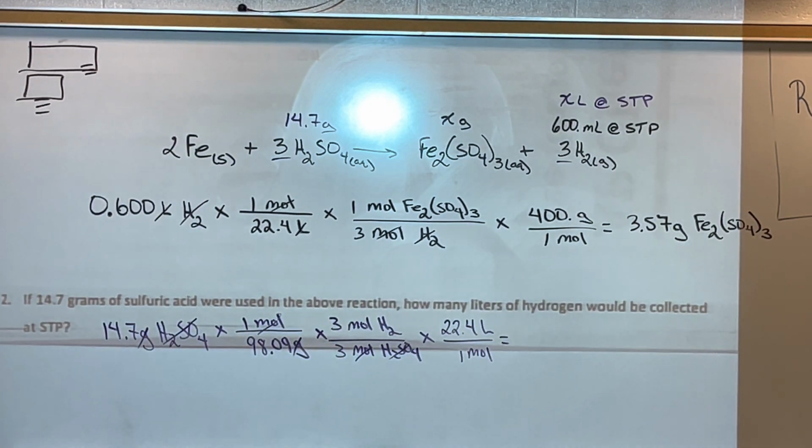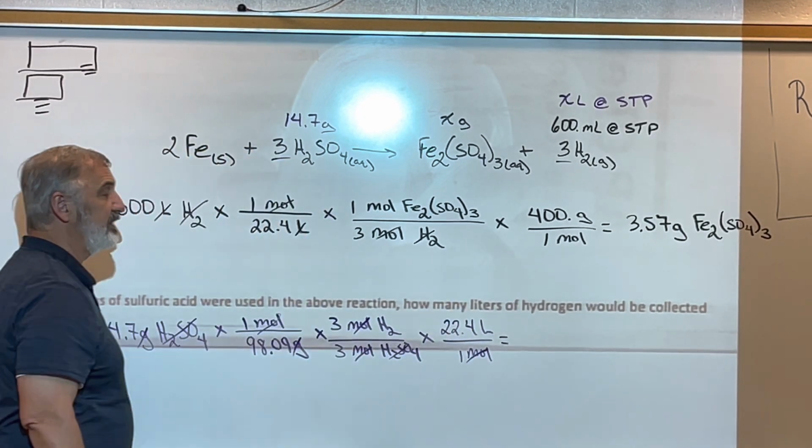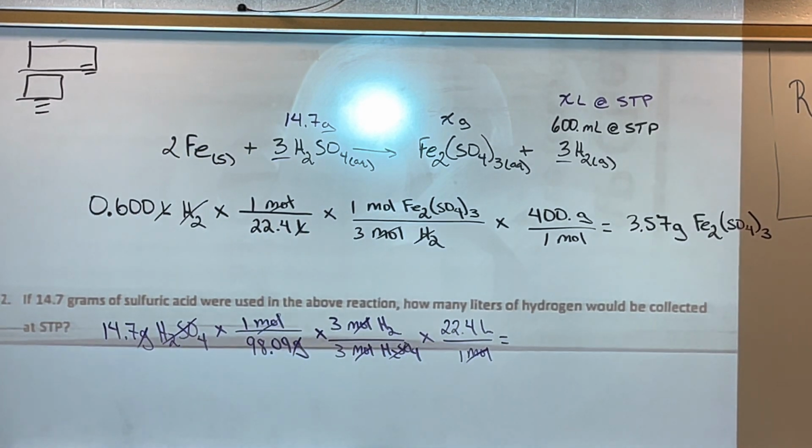So when you do all that out, now I have liters of hydrogen, which is what I want, so I'm finished. So what do I get? 3.36?